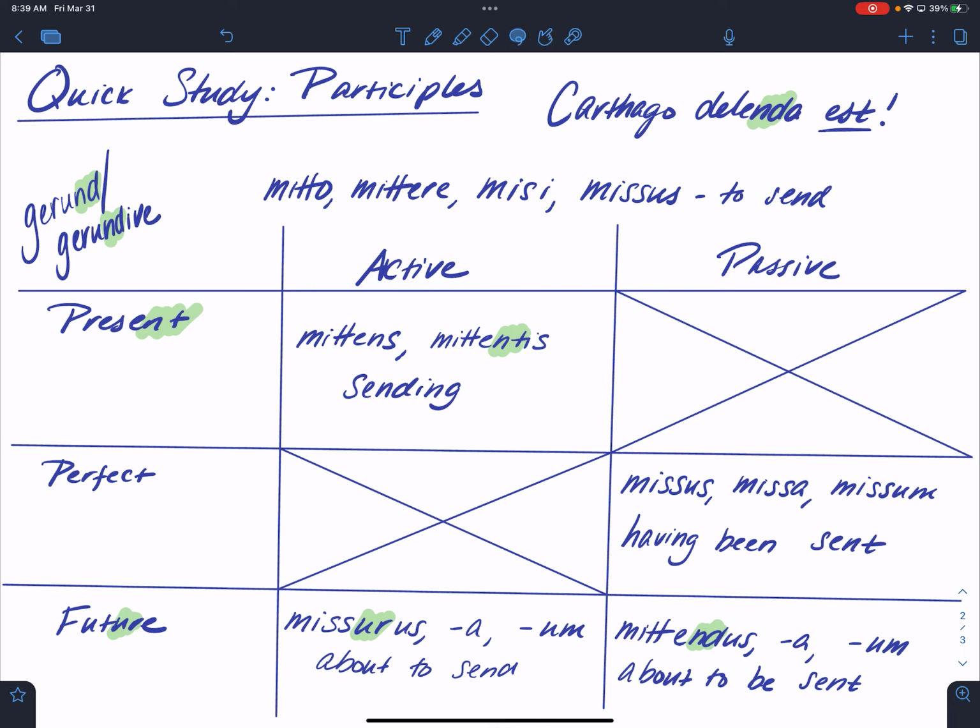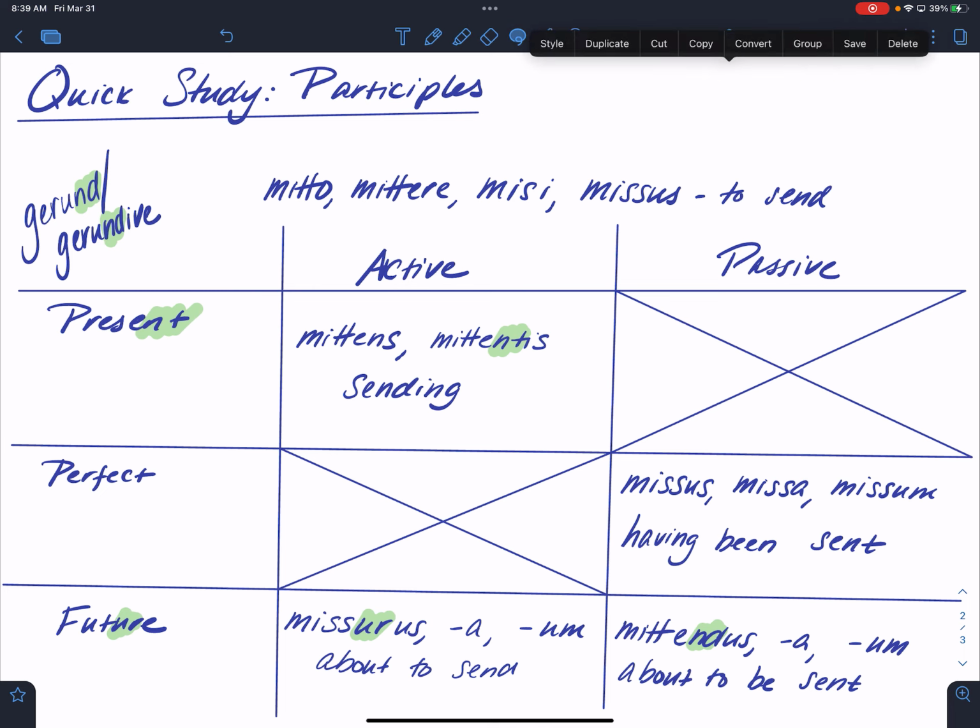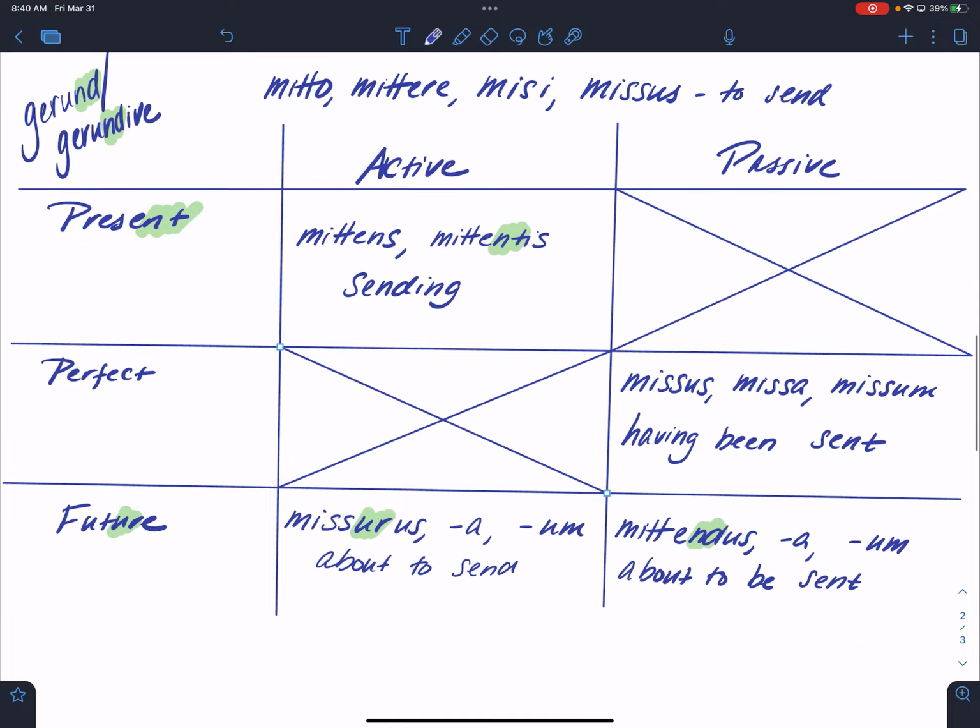Okay, super simple. Okay, goodbye, Carthage. See you, Hannibal. All right, any questions on that? No? Okay. So now we've done the bird's eye view. Let's zoom in a little bit on each participle and talk about those.